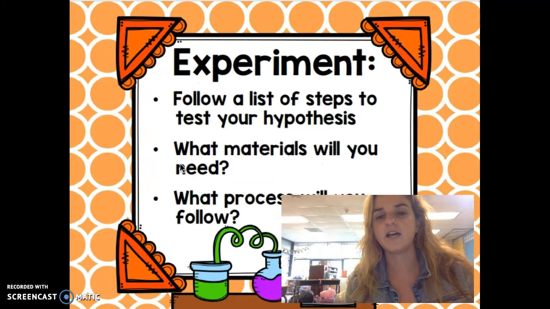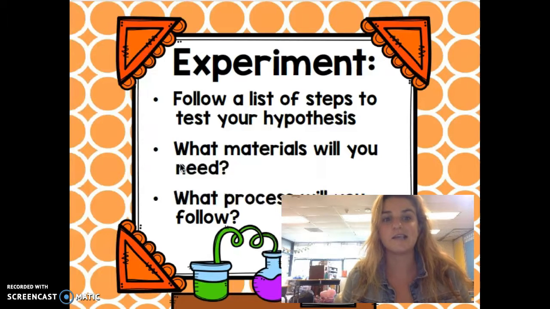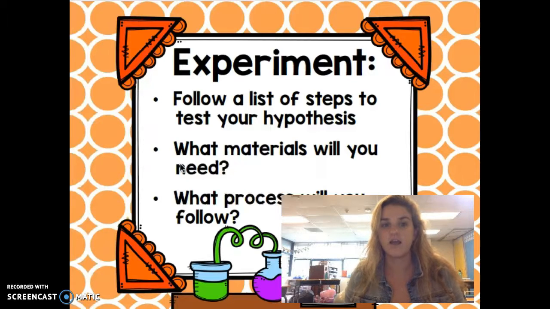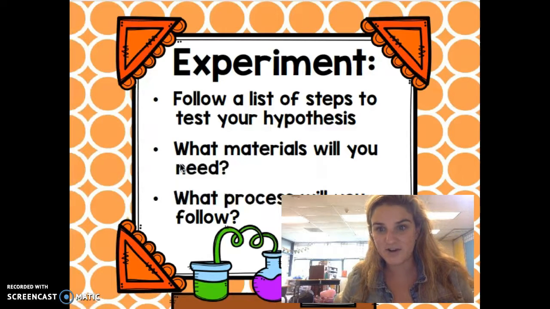After we hypothesize, we're going to have our experiment. So the experiment or investigation is how we're observing and gathering data. And we're testing something out through our independent and dependent variables.